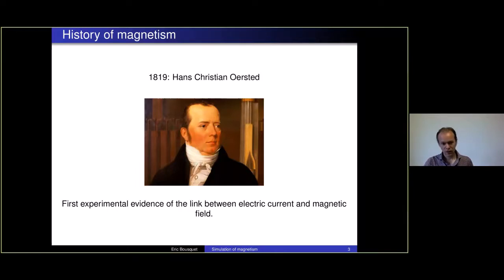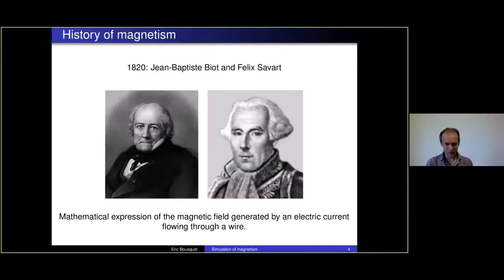And then very soon after, the year after, came the famous law of Biot and Savart, who made the first mathematical expression making the link between the magnetic field generated by a wire, with its intensity and so on, and the electric current flowing in the wire, whatever the distance. And so this was probably one of the main bases for starting the theory of magnetism.